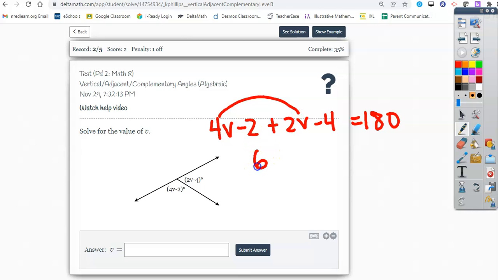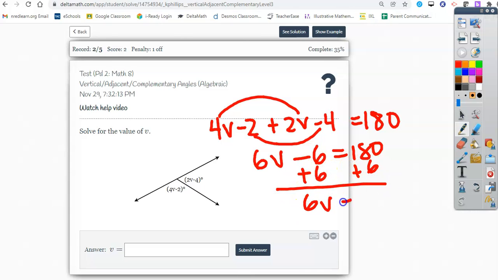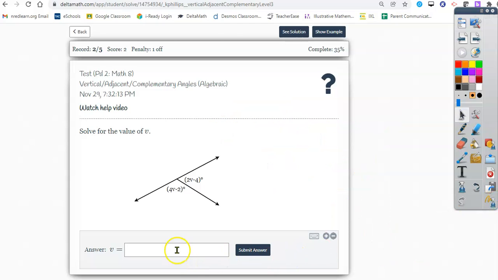Combine the v's, combine the constants. Be careful here. Negative 2 or minus 2 and minus 4 make minus 6. Pause the video if you need to look over my algebra again, but you can type in your value, that V is 31.